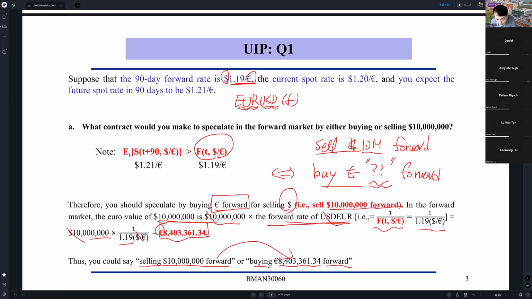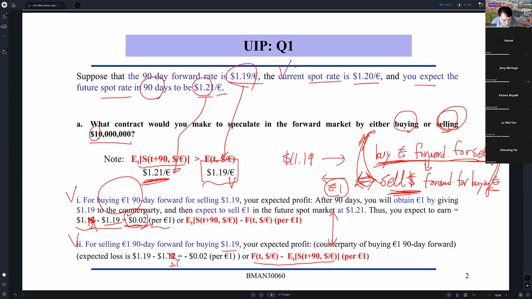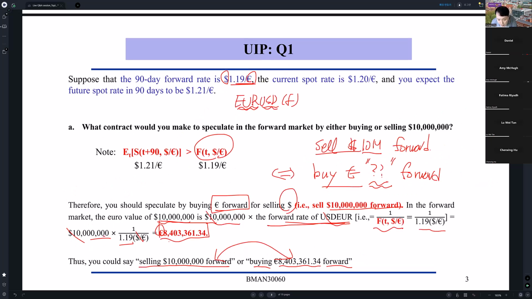It's two different ways of saying exactly the same thing. And then this question asks you to compute the expected profit. Now remember, we compute this one first. Buying 1 euro 90-day forward, you expect to get $0.02, right?